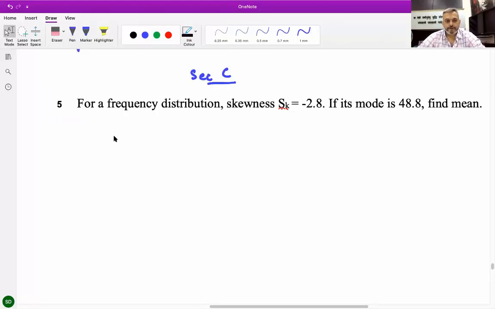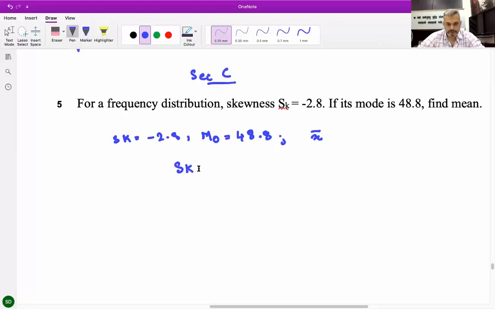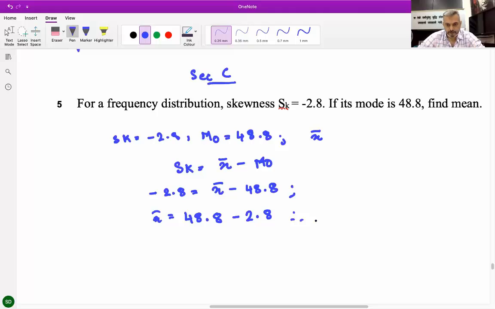Now, for a frequency distribution, skewness is equal to minus 2.8. If mode is equal to 48.8, find mean. So we have to find the mean. Now which formula will we use? Skewness is equal to mean minus mode. So minus 2.8 is equal to mean minus mode, which is 48.8. So 48.8 will come over here. So mean is equal to 48.8 minus 2.8. So therefore mean is equal to 46. Answer.